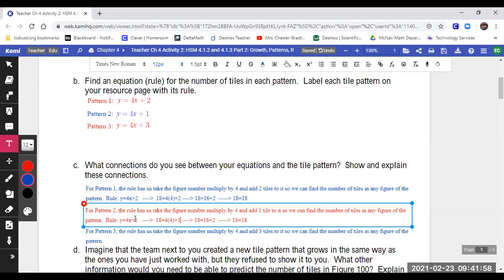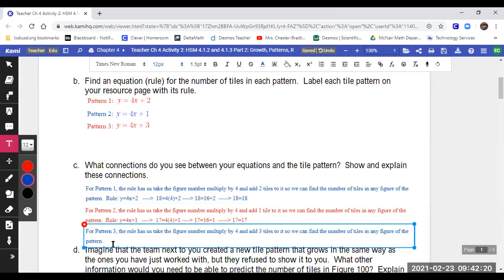How many was in the fourth one for pattern 2? I believe it was 17, right? So all we're doing is taking the information we already did. Already did it. We're just using it.